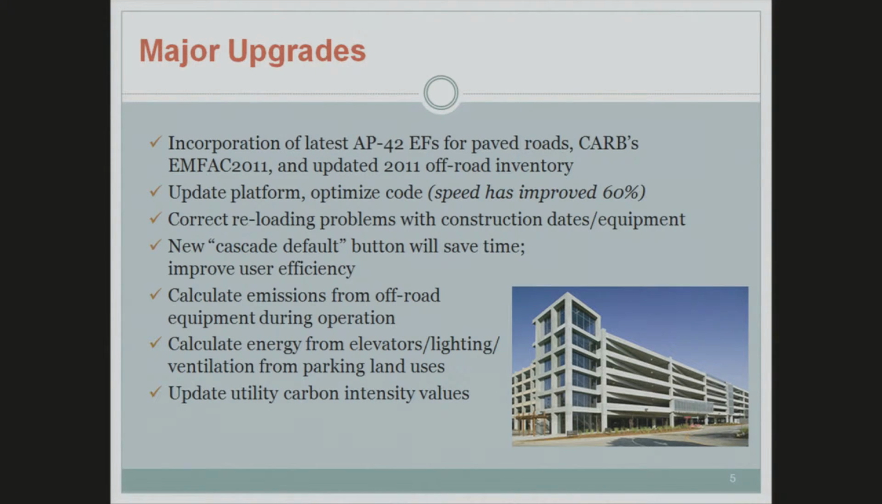Okay, so this is a list here of some of those major upgrades that we made that you'll find in the latest version of CalEEMod. The AP-42 emission factors for paved roads. Like I mentioned, CARB's EMFAC, as well as their off-road. One of the biggest issues I found from the original version was it's too slow. We want it to go faster, and I was like, why? What else are you doing?